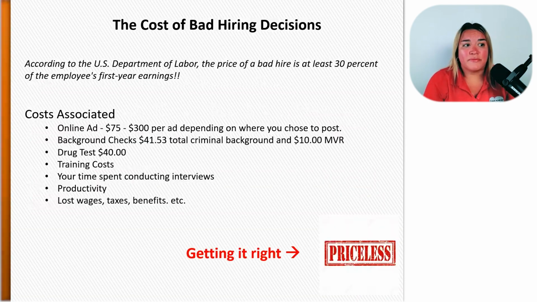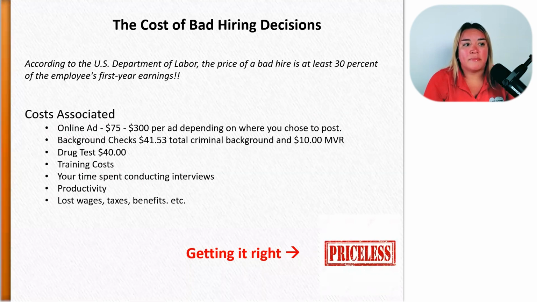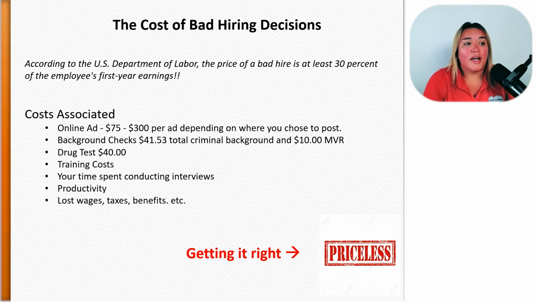Here are some statistics for you of what happens when you don't take the time of recruiting properly and you make bad hiring decisions. According to the U.S. Department of Labor, the price of a bad hire is at least 30% of the employee's first year of earnings. That's a lot of money. But let's break it down so you understand some of the costs associated with every time that you hire somebody.